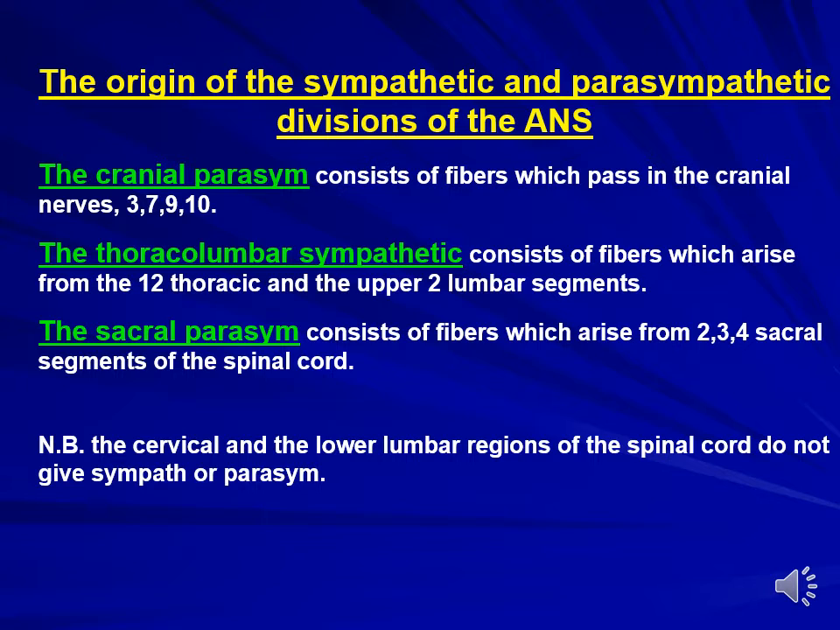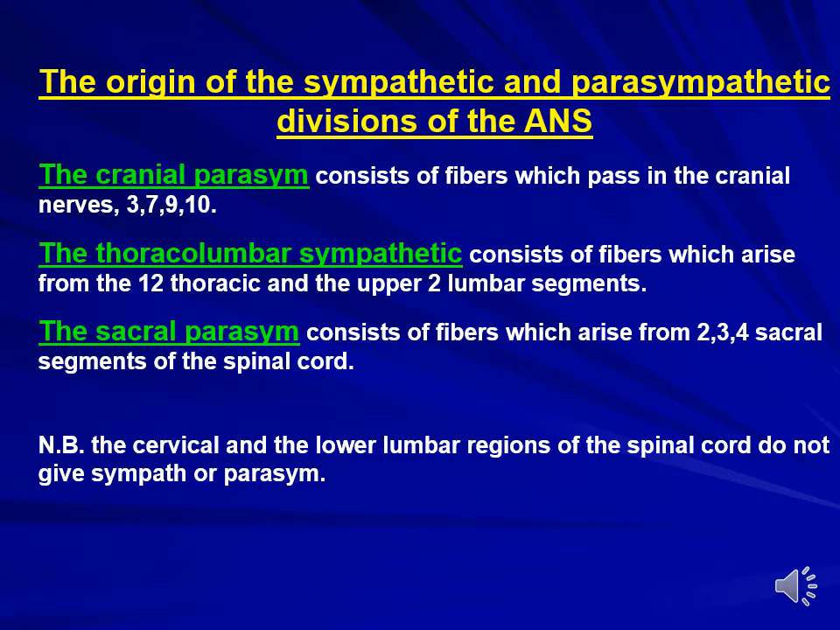The thoracolumbar sympathetic fibers consist of the fibers that arise from all the thoracic segments and upper two lumbar segments, while the sacral parts of the spinal cord give rise to parasympathetic fibers, and it consists of fibers that arise from sacral segments 2, 3, and 4. So we can say that the sympathetic flow is a thoracolumbar outflow and the parasympathetic is a craniosacral outflow.